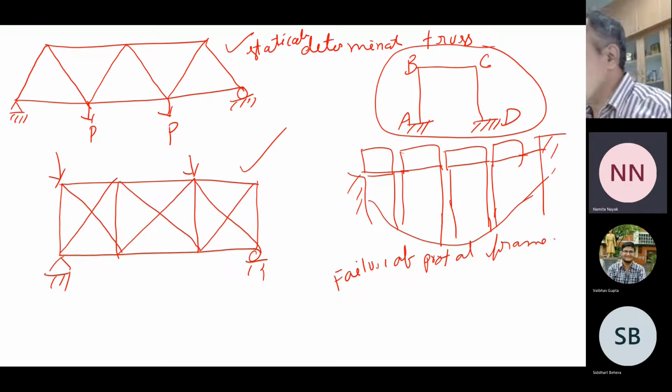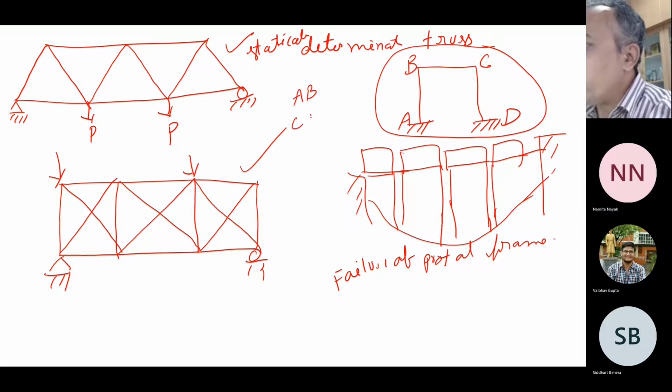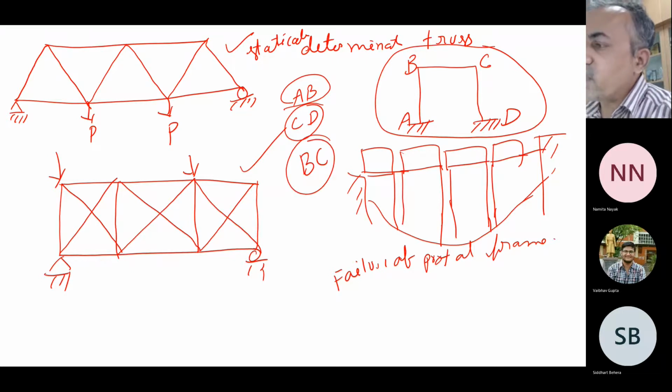The two columns and one beam. So two columns, AB and then CD. These are the two columns. Then you have a beam which is BC. So totally three components are there: AB, BC, CD.